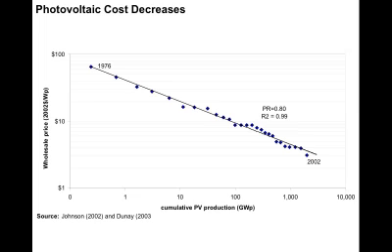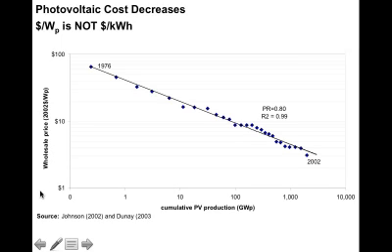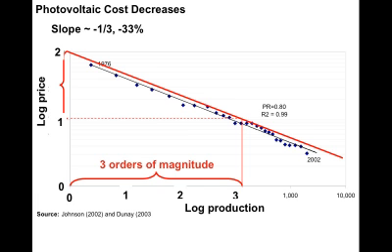And we can see this very clearly if we look at the wholesale price of photovoltaic as a function of how many photovoltaic cells have been produced total. And we see a very linear graph. Moore's law holds wonderfully. Keep in mind, this is dollars per watt and not dollars per kilowatt hour. This is just the capital cost. An analysis will show you that the slope of this graph is about negative 1/3.